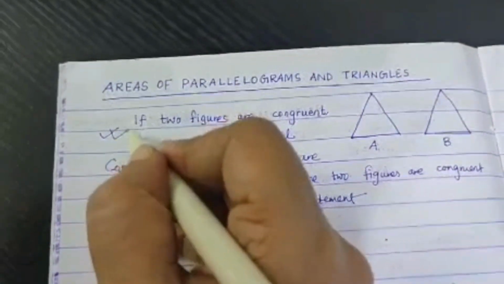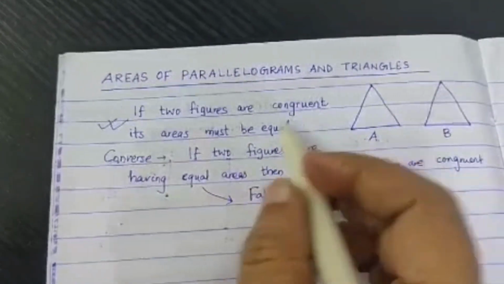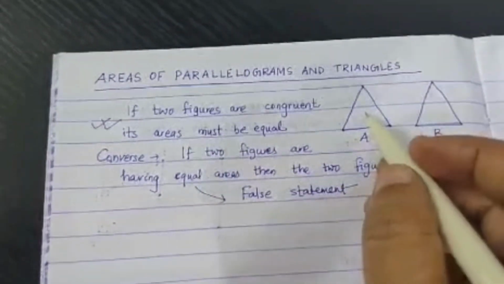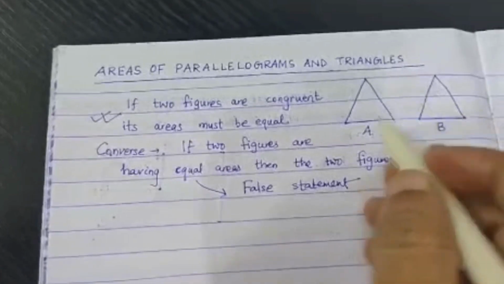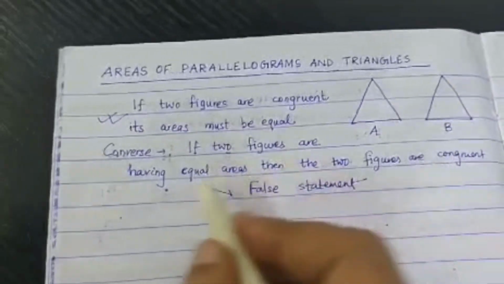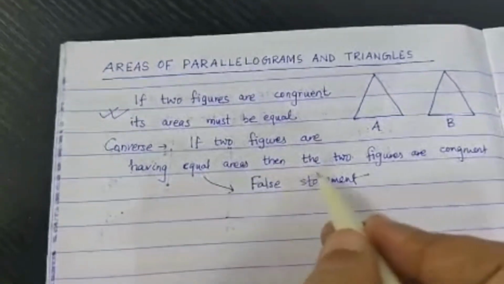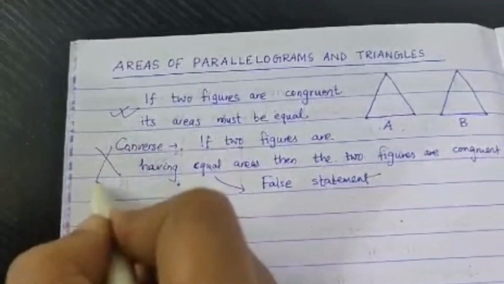So this is a right statement: if two figures are congruent, then their areas must be equal. So these two triangles will have equal areas. But the converse, if two figures are having equal areas, then the two figures are congruent, is not true. This is false.